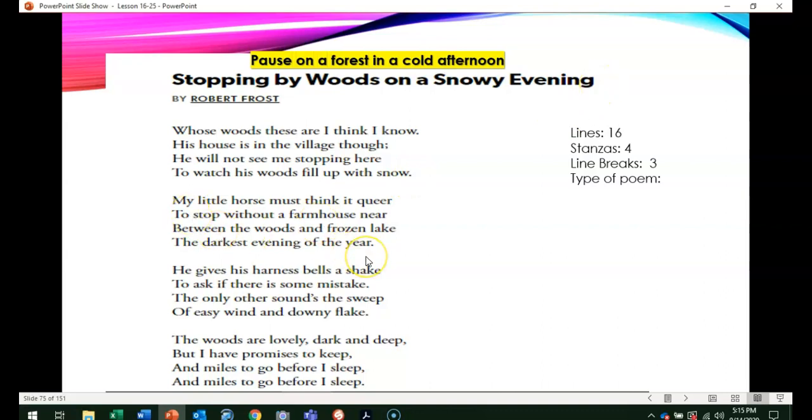Stanza 2. My little horse must think it queer. Remember, the little horse thinks it's weird, it's bizarre, to stop without a farmhouse near, between the woods and frozen lake, the darkest evening of the year.